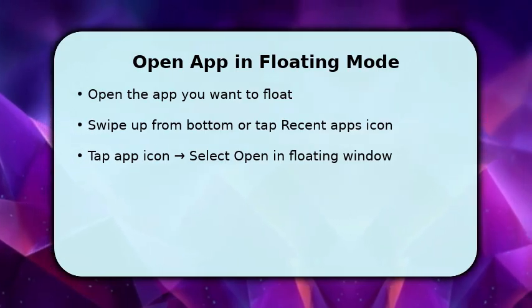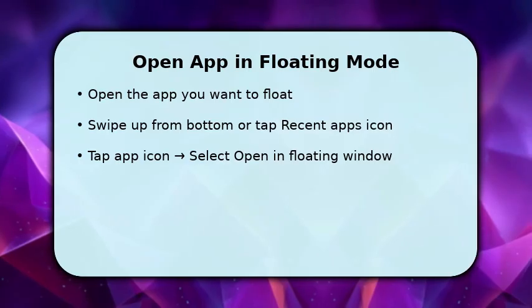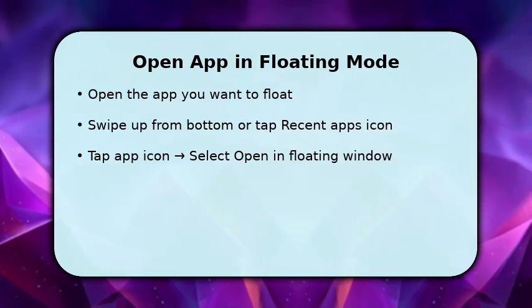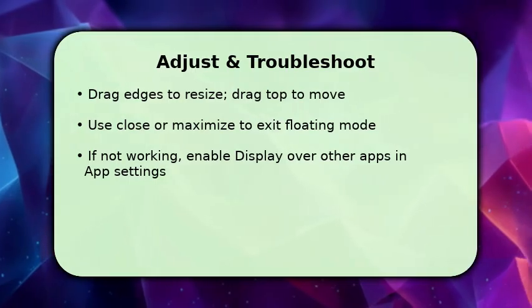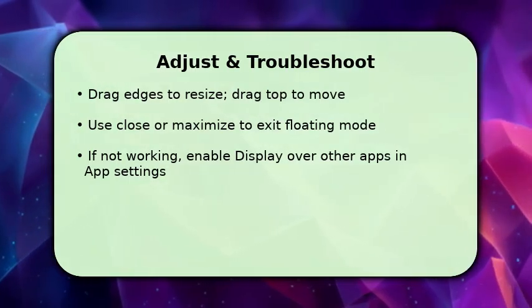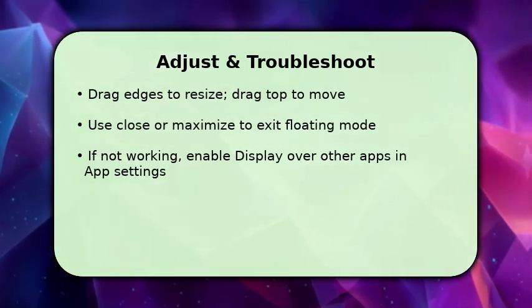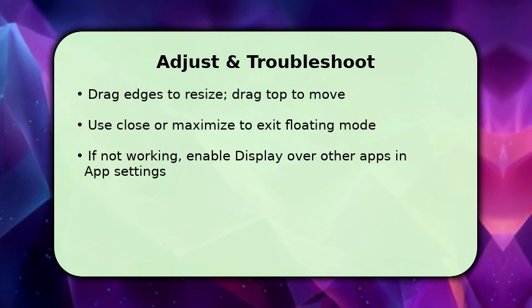You can drag the title bar to reposition and use the corner to resize so it stays unobtrusive while you multitask. Finish by arranging the floating window where you need it. Drag the top bar to move and the corner to resize. Use the close or maximize buttons to exit.